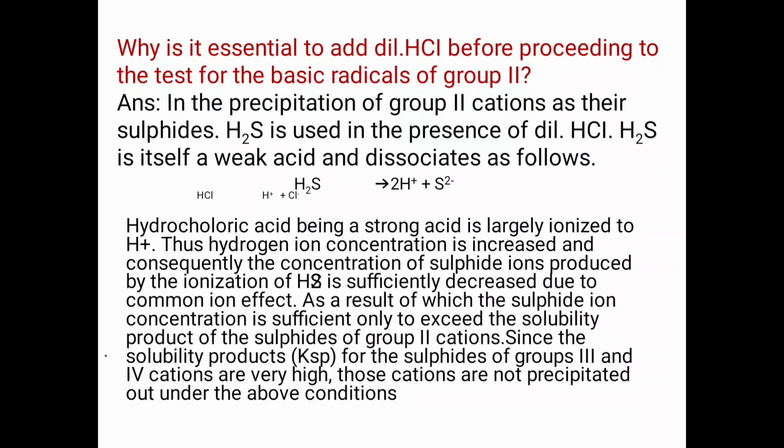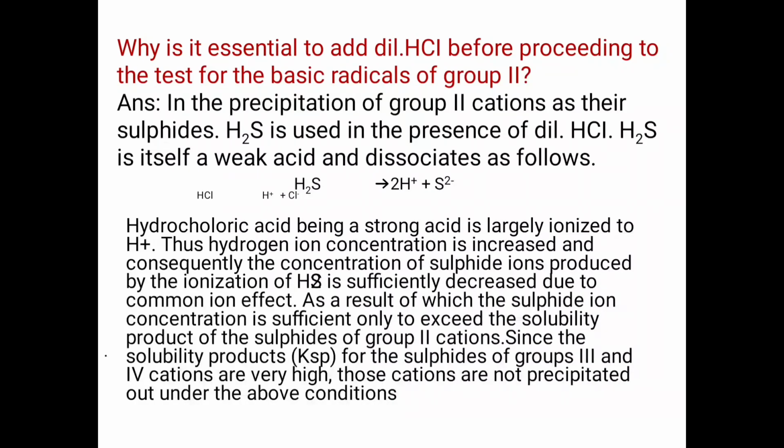It is essential to add dilute HCl before proceeding to the test for the basic radical of group 2. It is also due to the common ion effect. For the group 2 cation precipitation, low concentration of sulfide is enough. So in order to suppress the sulfide ion concentration, HCl is used. HCl, being a strong acid, ionizes as H+ and Cl-. H2S also gives H+. So in both places H+ is the common ion.